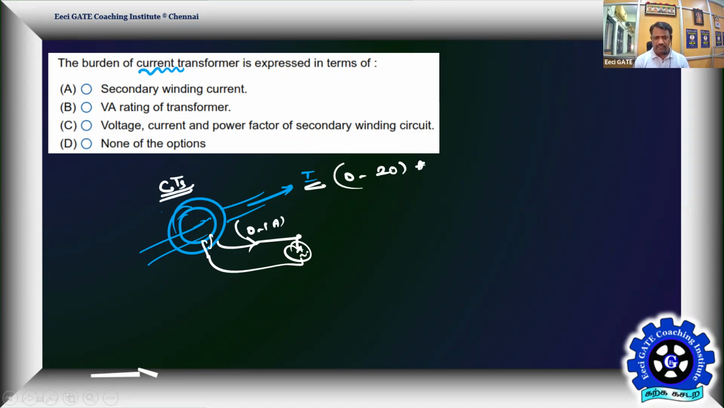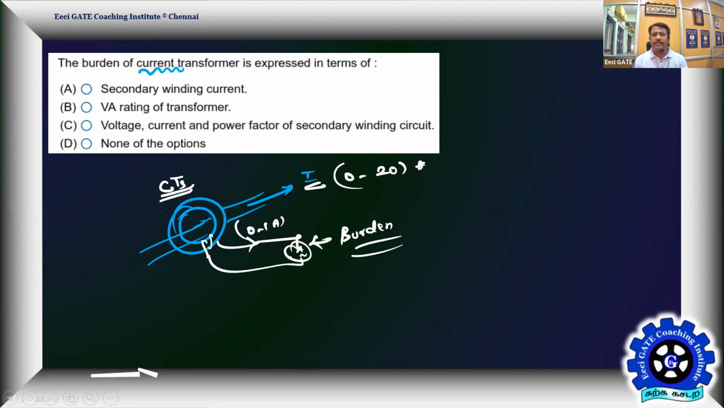Then we are going to connect the instrument. That instrument itself, we call it a burden. That's the burden we connect to the secondary of a current transformer. It's basically an instrument. If that instrument has a range of 0 to 1 amp, then the burden will be known as a 1 amp burden. That's the maximum.